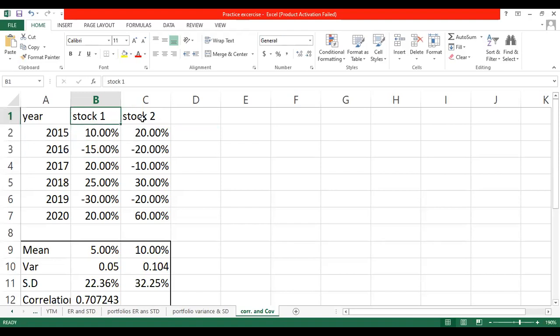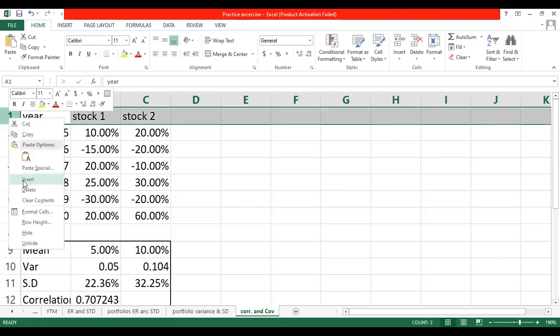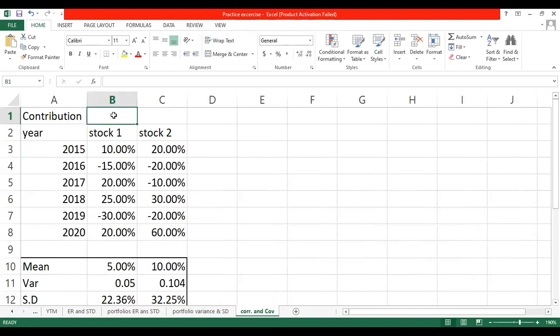So this is asset 1, and asset 2 we have. Let's suppose we have weight contributions. If we see our weight contributions, asset 1 is having 40% and asset 2 is having 60% weight contributions. Now we want to calculate a portfolio return.